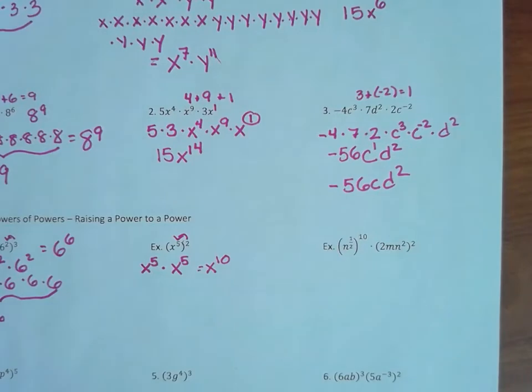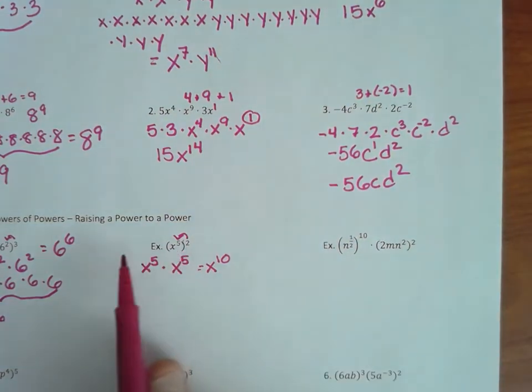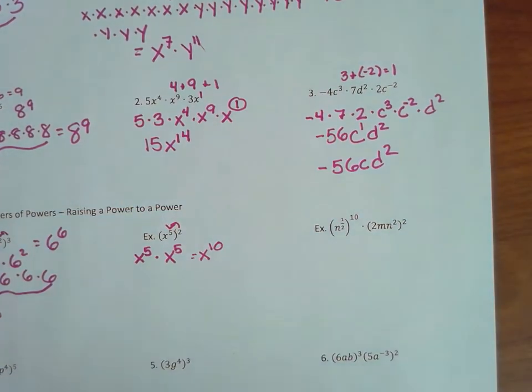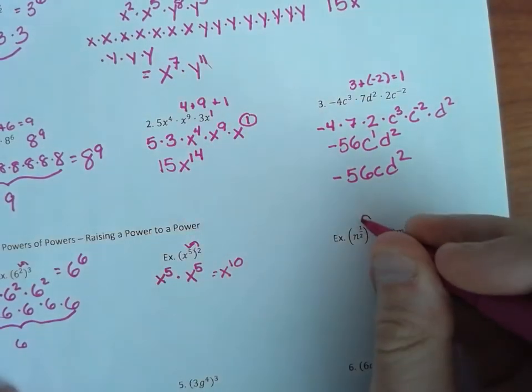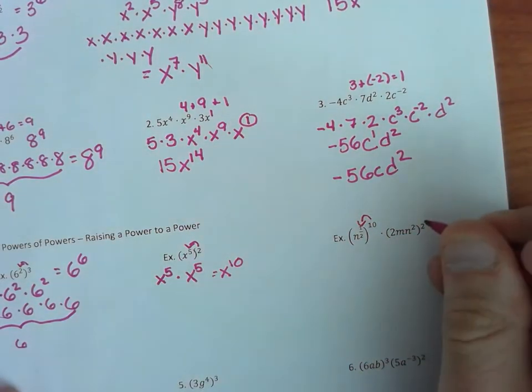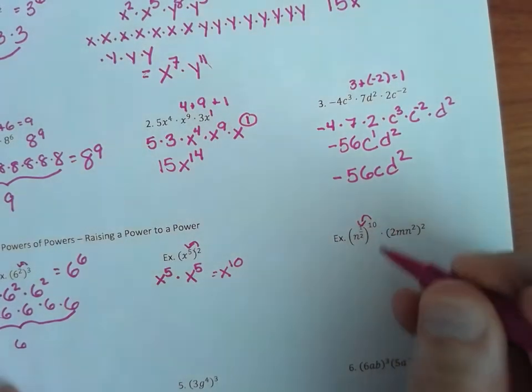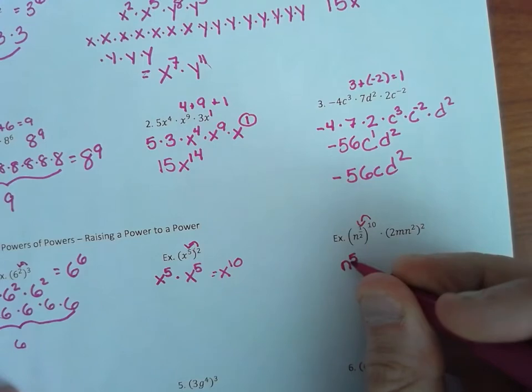You know, with distribution, if you want to think about it that way, you can't touch anything until those parentheses are gone. Same concept applies here for the most part. Get rid of your power to a powers. Get rid of those parentheses. Let's see what happens. So again, if I follow my power of power rules, 1/2 times 10 is n to the 5th.